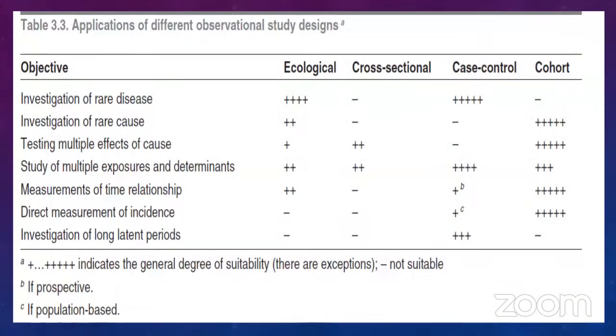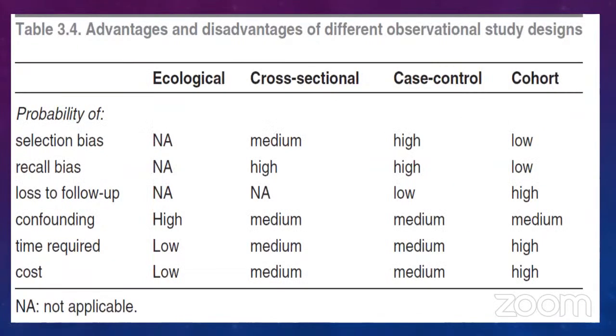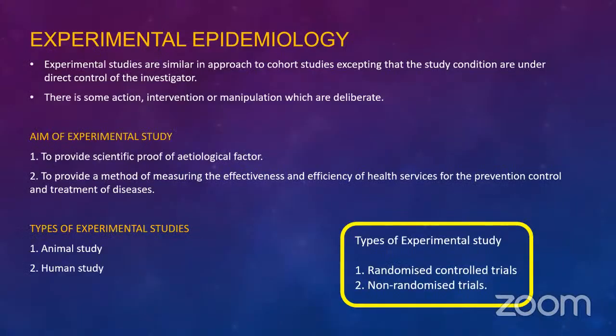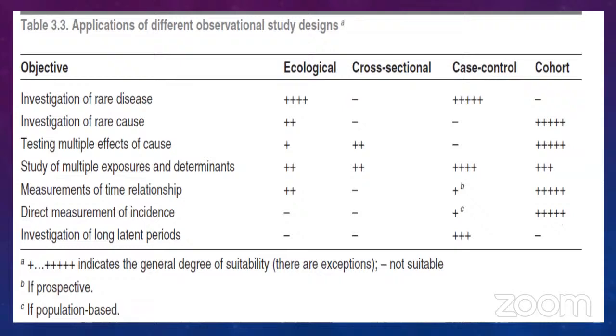So depending on the study, depending on what we are investigating, if it is a rare disease, it may be very difficult to do a cohort study, so we tend to do a case control. And if it is testing multiple effects of a cause, a cohort would be slightly better. So depending on what we are trying to find out, we should use the corresponding study. And the confounding factors, selection bias, recall bias, depend upon the study. There might be more bias in one study than the other. I hope it is clear.